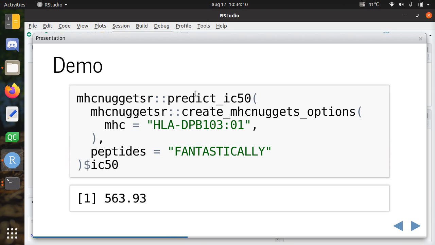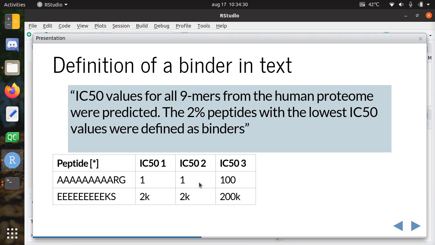To predict the IC50 of a peptide fragment, for this haplotype, you write this predict 50, and it gives more information. I'm only going to show you the IC50 results in this value. Easy, easy peasy. However, now something new comes up.